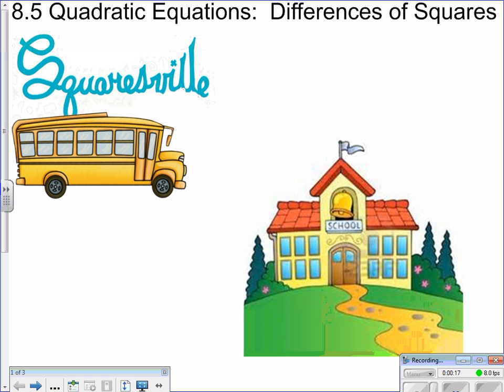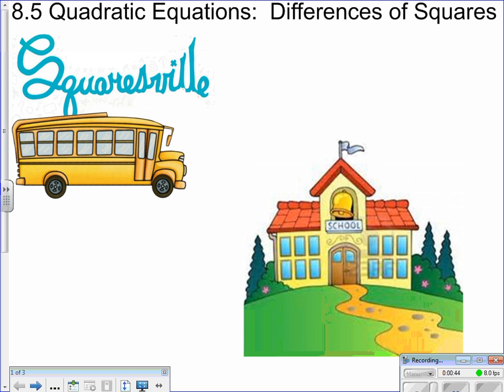Once upon a time, a long time ago, there was a place called Squaresville. And on every April 7th, a special bus came down the hill looking for special numbers to take to Squaresville. All of the numbers wanted to come, but the bus driver was only allowed to bring perfect squares. So, we need to find some numbers to get on this bus.